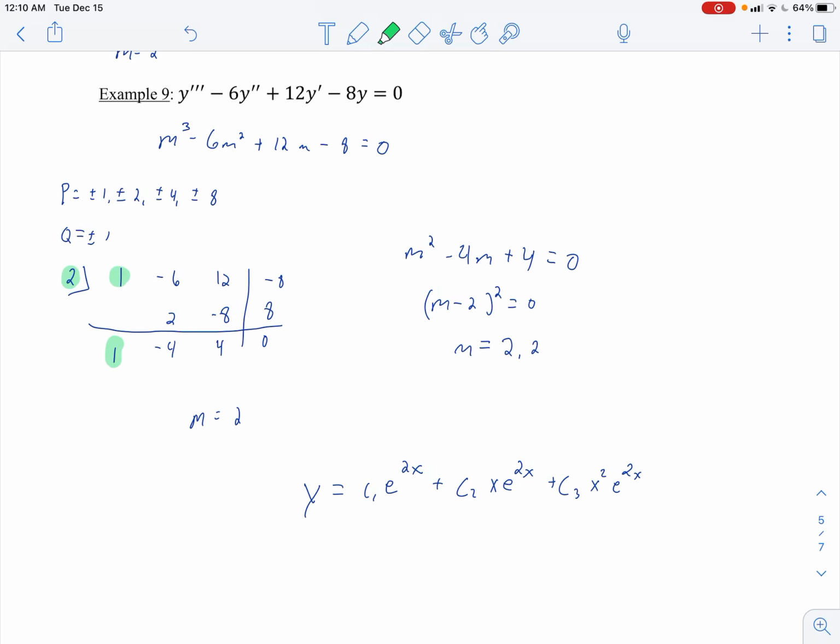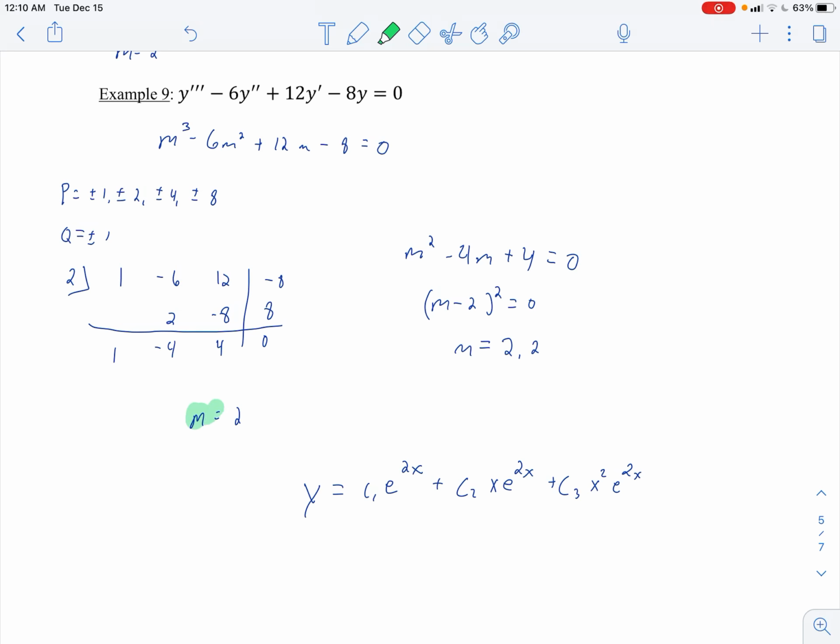Plug in 1, bringing that down. Again, these numbers come from our auxiliary equation, all the coefficients, except for that 0 part. Alright, so bring the 1 down. 2 times 1 is 2. -6 plus 2 is -4. 2 times -4 is -8. 12 plus -8 is 4. 4 times 2 is 8. Add those 8 and -8 together, you get 0. We have found a solution.